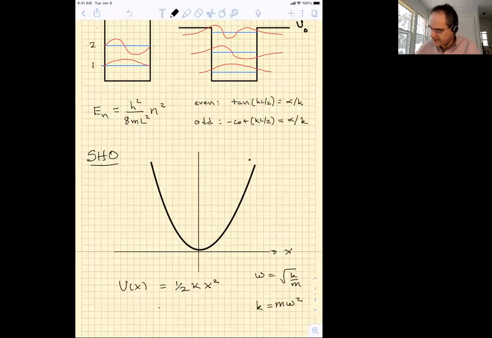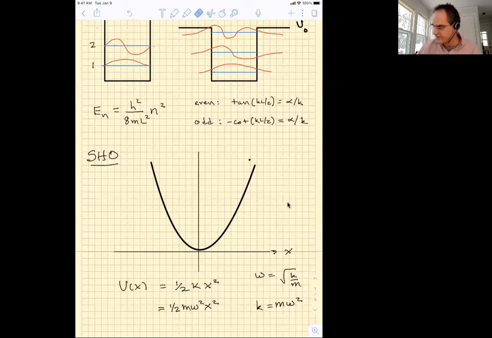And it's very common to write u of x as 1/2 m omega squared x squared. And we'll probably do that too. The reason for doing this is just that in a particular system, it might be very hard to figure out what the spring constant is, but it might be easy to measure what the frequency is. So that's the tradition. Okay.